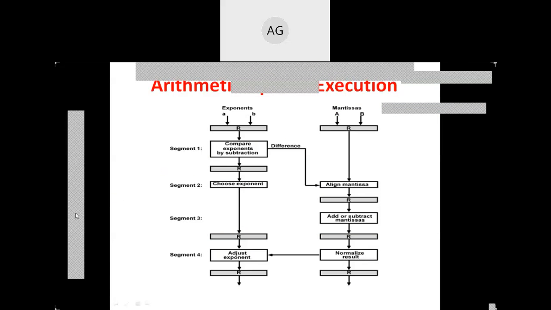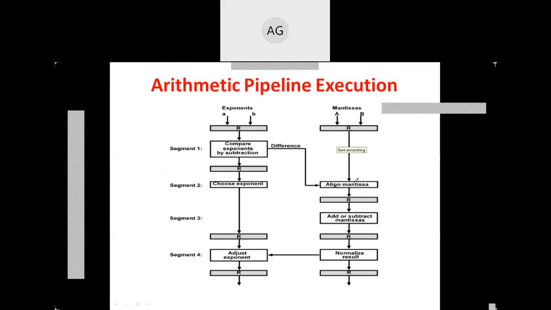So now you can clearly see the diagram. Here you can see that this is the flow chart for the calculation of the arithmetic pipeline. In step one, or segment one, first we are going to compare the exponents. As you can see here, the exponents a and b need to be compared first, and then whatever their difference is, the mantissa needs to be aligned accordingly.